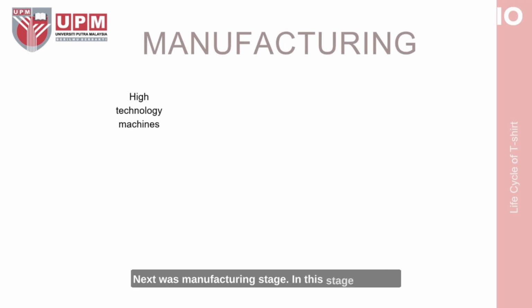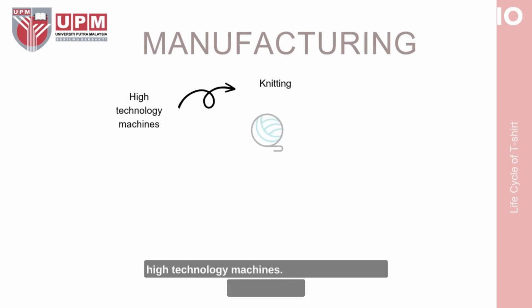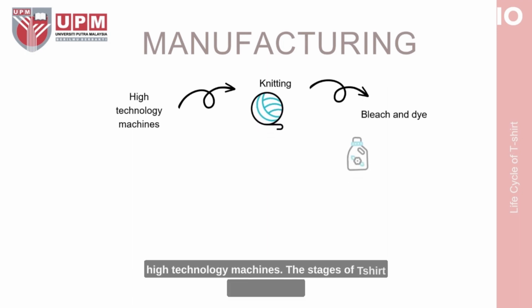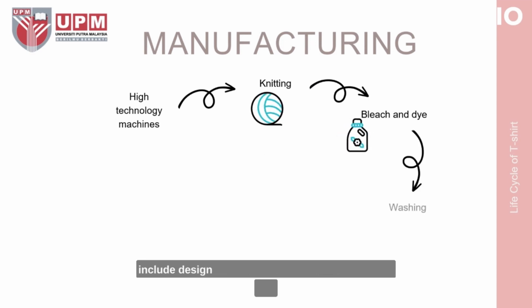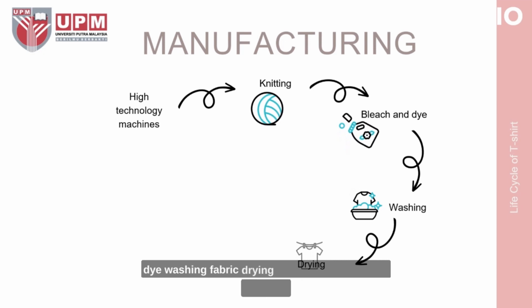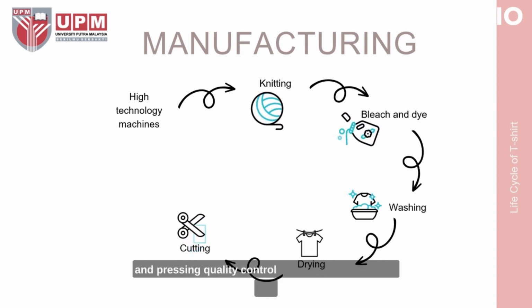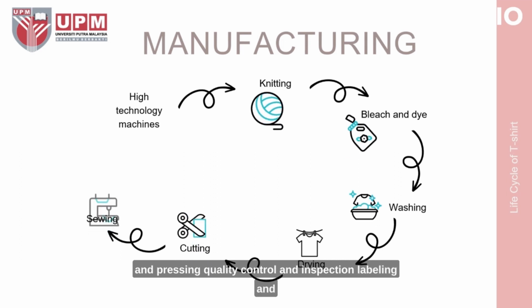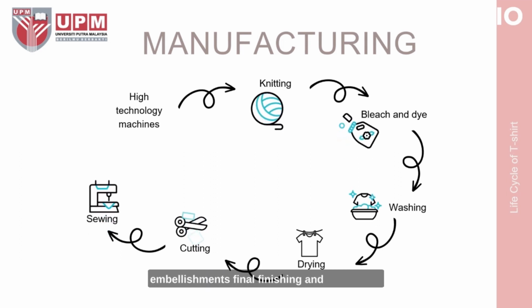Next was the manufacturing stage. This stage involves high-technology machines. The stages of t-shirt manufacturing include design and pattern making, knitting, bleach and dye, washing fabric, drying, fabric cutting, sewing, trimming and pressing, quality control and inspection, labeling and embellishments, final finishing, and packaging.